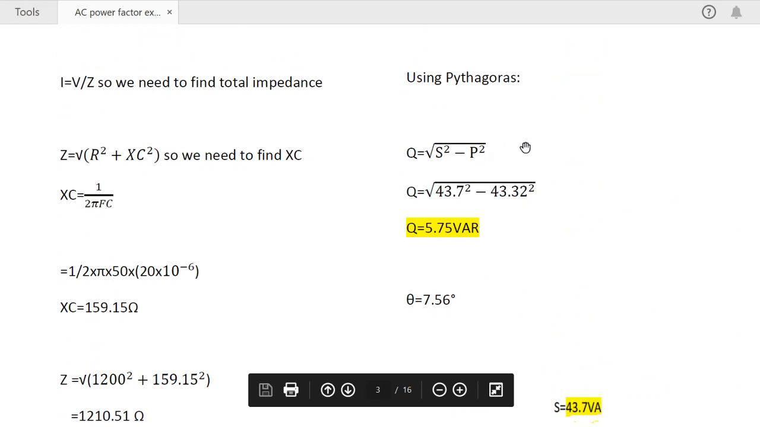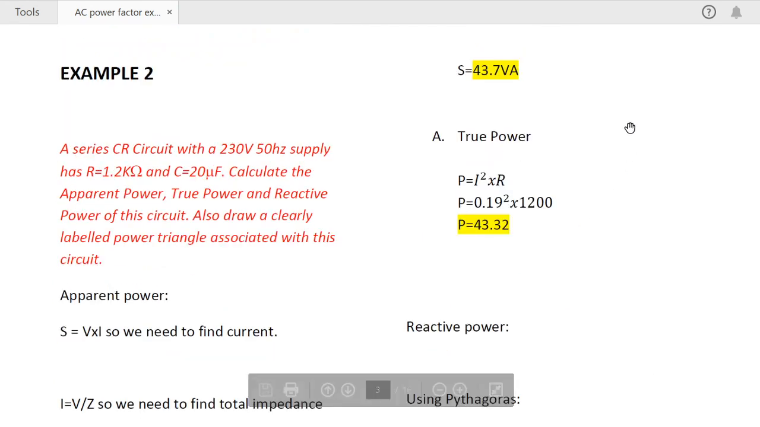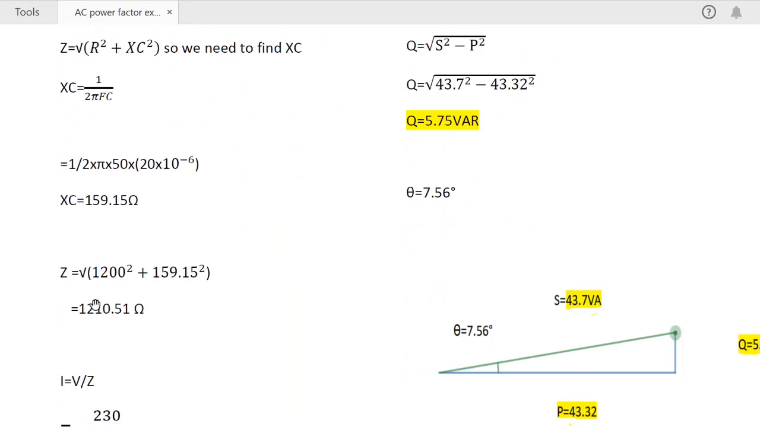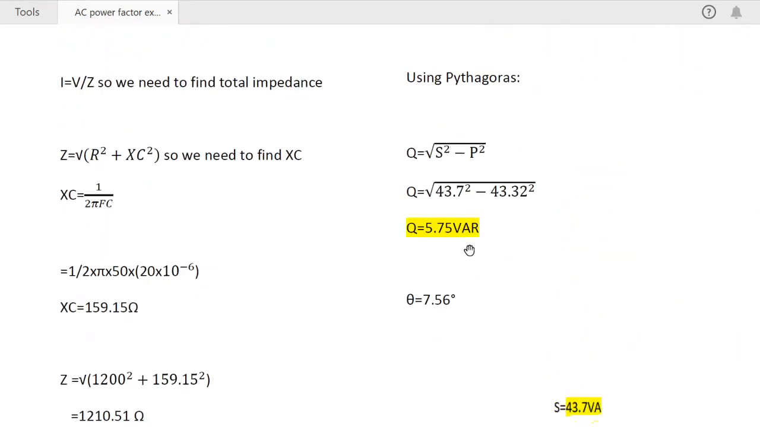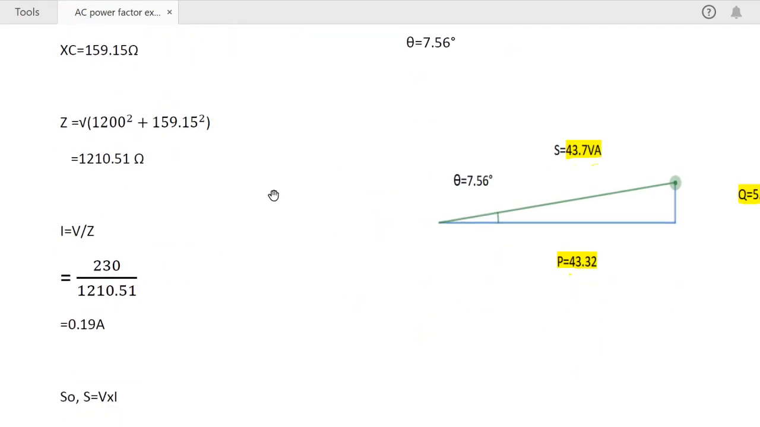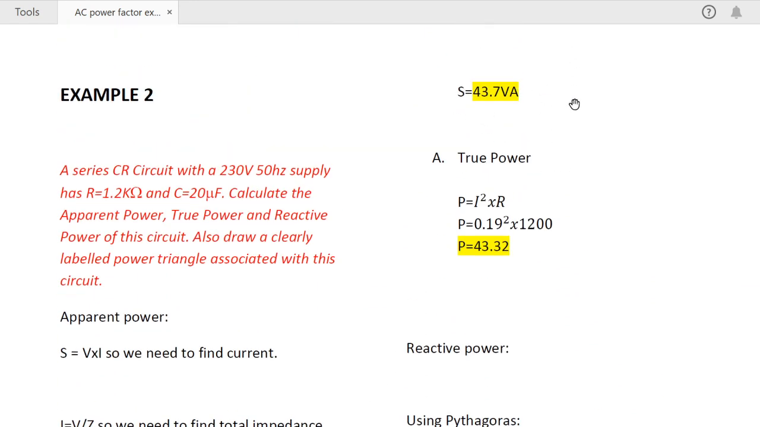If we go back up here, this whole document is 2 columns per page. So if you go down the left column here, down to the bottom, and then back up to the right hand column, that means that formula there, 230 times 0.19 equals 43.7 volt amps. 43.7 VA is our apparent power.